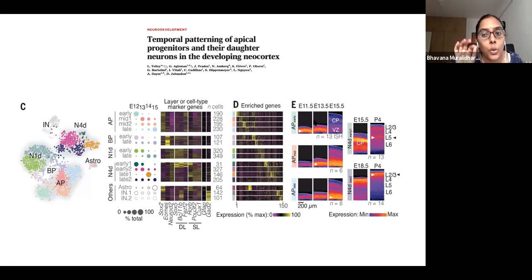As you can see, an AP early marker will only be expressed at 11 or maybe 13. But the AP mid would be expressed at say 13 and 15, whereas an AP late is highly expressed at 15. So that's how they distinguish their different markers. And similarly for a neuron, this is a post-mitotic neuron at 15.5.